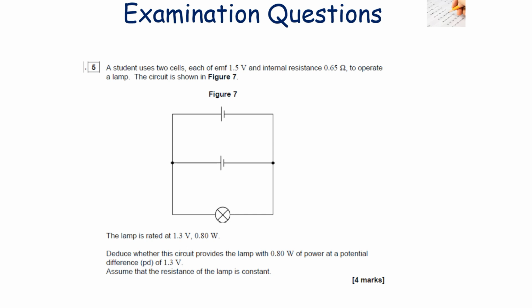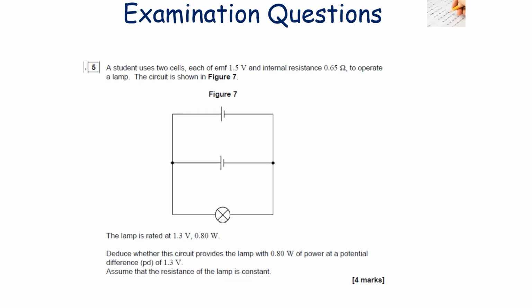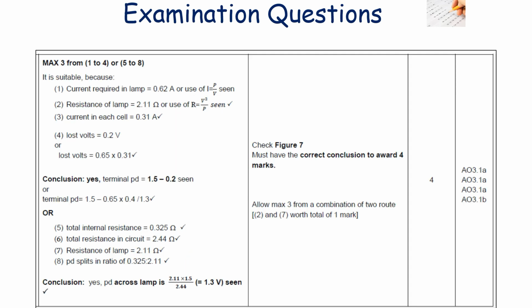Right, so how could you work it out? First, make sure you give a conclusion to this, and our conclusion is going to be that it is suitable. Now, there are two ways you can work it out. Either you can work out the current that's required in the lamp. So we can say P equals IV, so therefore I equals P over V, because we've got that information from the lamp. So we know P is 0.80, we know V is 1.3 volts, so we work out our current required to be 0.62 amps.